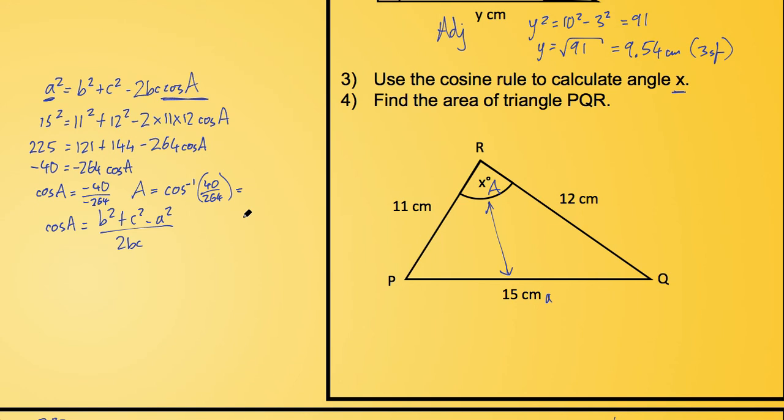Type that into my calculator. Cos to the minus 1 of that is 81.2852, etc. So I'm going to call that angle A is 81.3 degrees to 1 decimal place.